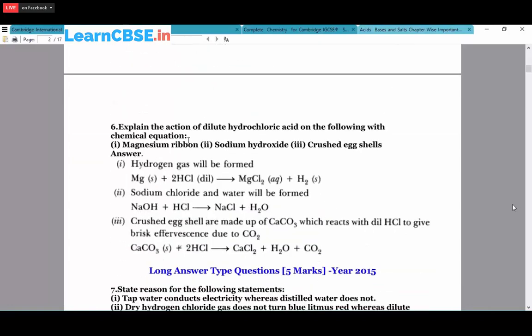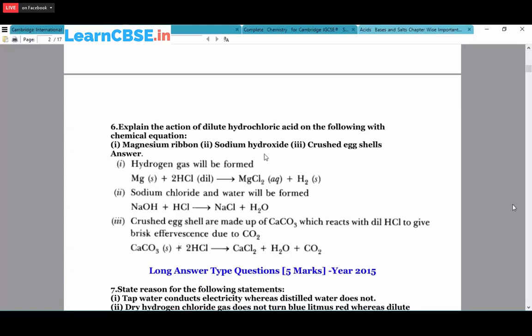Explain the action of dilute hydrochloric acid on the following with chemical equation. Okay, so now magnesium ribbon. Magnesium is high in the reactivity series, so it will definitely react with HCl. Mg plus 2HCl (dilute) gives MgCl2 plus H2 gas.